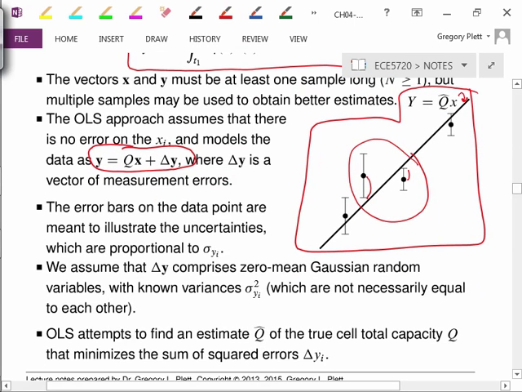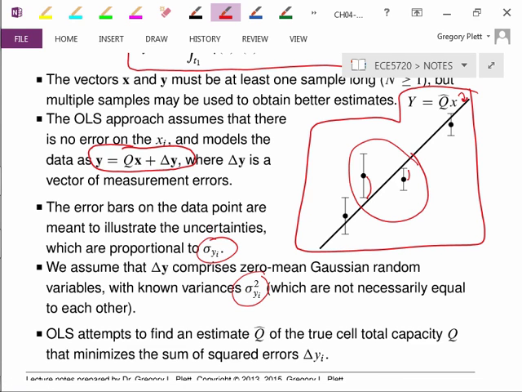We are assuming that the delta y vector is zero mean, that the noises are Gaussian, and the variances are known. So the standard deviation is sigma y sub i for the ith data point, and sigma squared y sub i is the variance. And the variances do not need to be equal to each other.